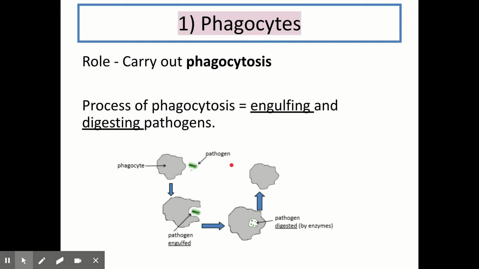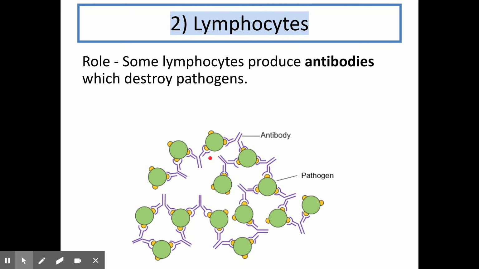Now, this process is non-specific. Phagocytes will phagocytose any foreign pathogens they come across. So whether this is a bacteria, virus, or fungi, any different type of those, the phagocyte doesn't care. It will be able to engulf and digest this. It doesn't mind what type it is. This is quite different from our next type of white blood cell, which is very specific.